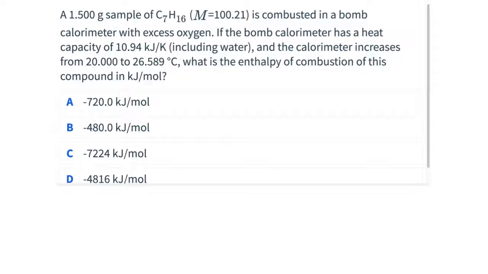So this problem here is looking at a sample of C7H16 combusted in a bomb calorimeter with excess oxygen. So that kind of tells you we know the reaction occurring in this calorimeter would just be the combustion reaction of this compound with O2 forming CO2 and water as the products. If we want to balance, we could do that: 7 CO2, 8 waters, and then we will need 11 O2s to put that into balance.